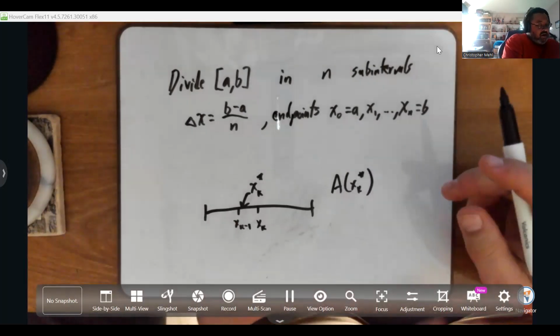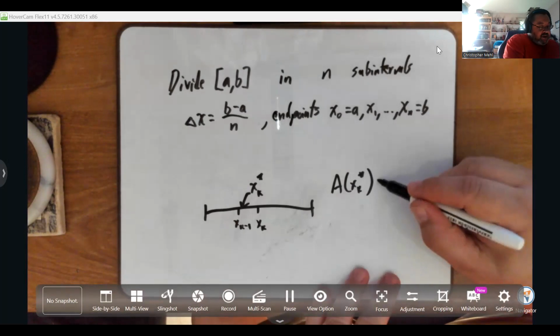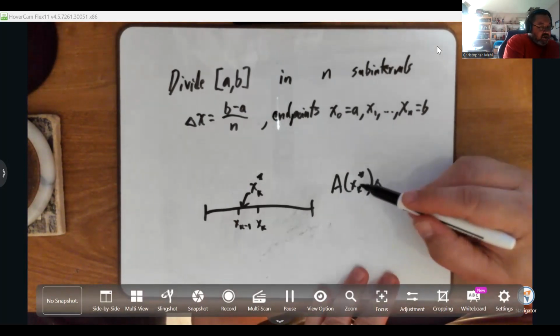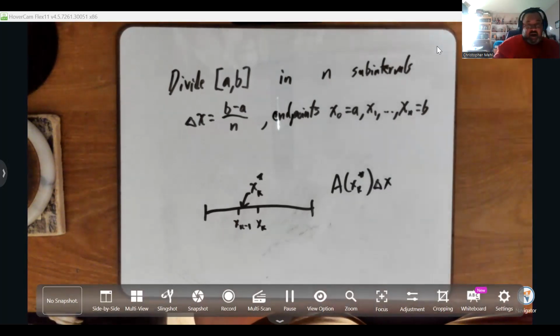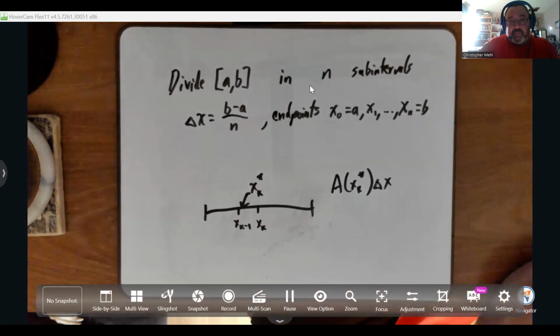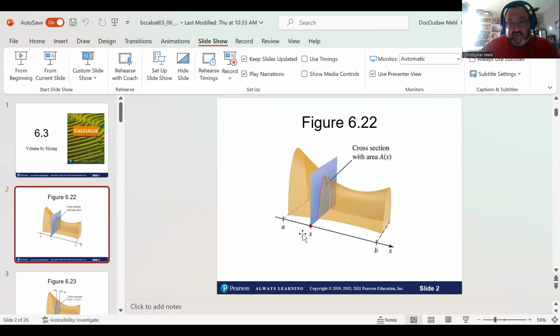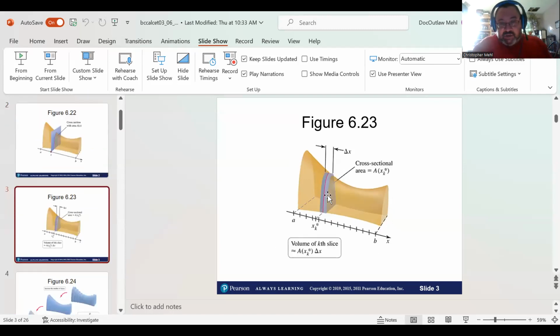And so the volume of that slice is going to be the cross-sectional area A of xk star times delta x. So what we're doing is chopping up our interval into pieces, and on each subinterval, we're taking a cross-section. So we can cut our solid into slices. We'll take a slice, look at the cross-section, and calculate the area of that slice, like so.